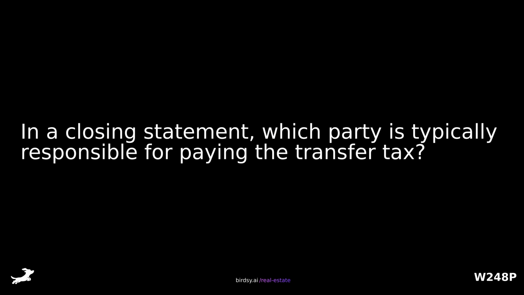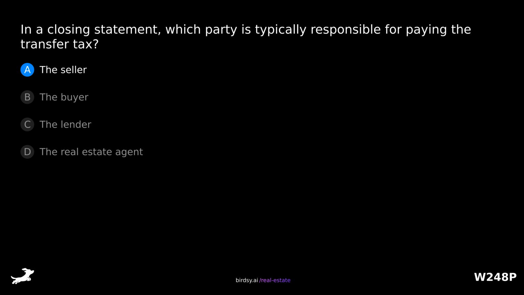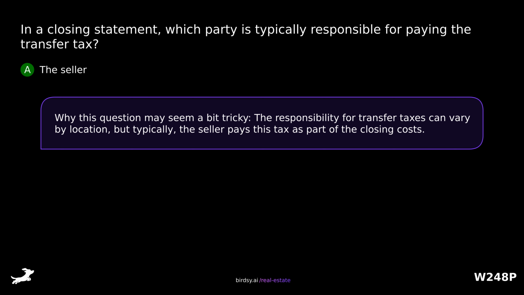In a closing statement, which party is typically responsible for paying the transfer tax? Is it A, the seller, B, the buyer, C, the lender, or D, the real estate agent? The answer is A, the seller. Why this question may seem a bit tricky, the responsibility for transfer taxes can vary by location, but typically, the seller pays this tax as part of the closing costs.